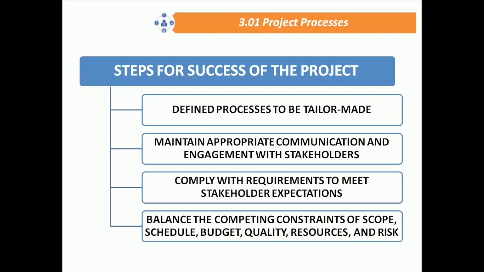Balance the competing constraints of scope, schedule, budget, quality, resource, and risk. Balancing the constraint means if there is an impact on the scope, there could be a possible impact on the budget, but that necessarily doesn't mean that there will be an impact on the resource or the risk. That's where we need to strike a balance.